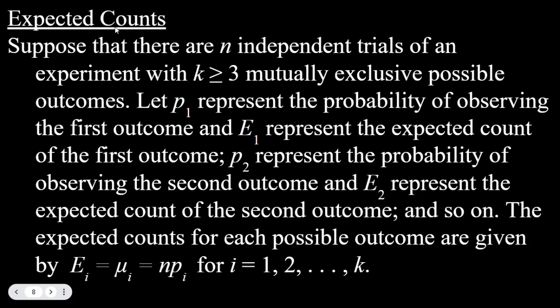The expected counts for each possible outcome are given by this. E sub i, which means just E sub some number, is going to equal mu sub i, which again is just mu for some number. Going back to how we've defined these, the first outcome, the second outcome, this would be the ith outcome. The way you calculate that is you take n, the number of independent trials, times P sub i, the probability of a certain outcome, and you multiply those together, and that gives you your expected count. We're going to see how that works in practice in our next problems.